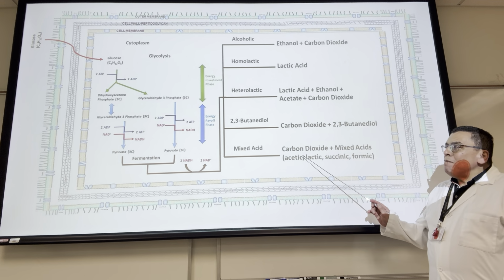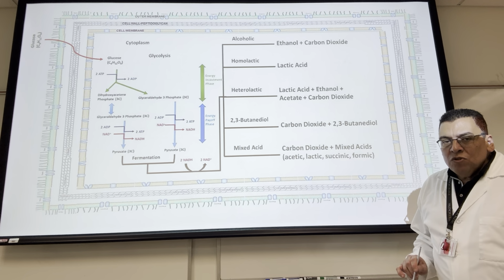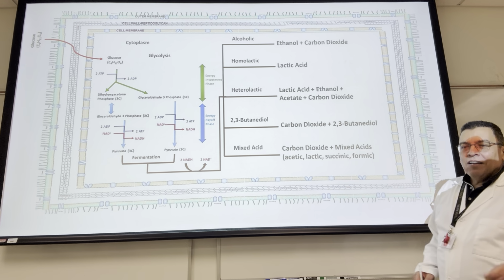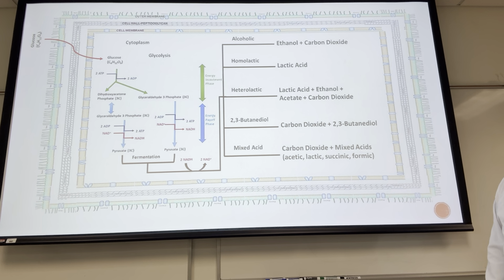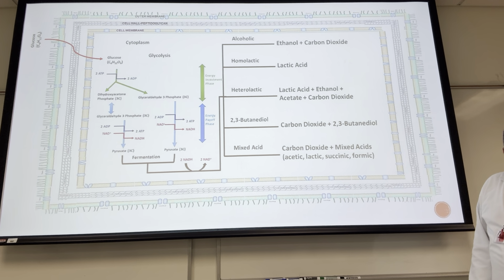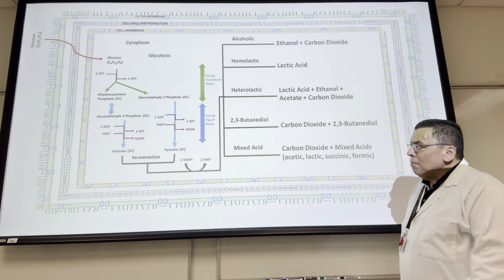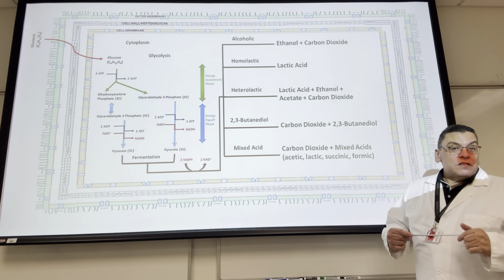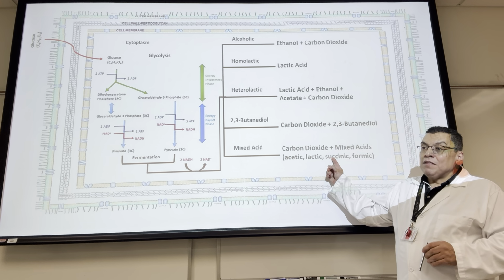To test for mixed acid fermentation, we use methyl red. You catching it now? Right away it tells you, oh, I can use it to remember. Mixed acid, methyl red. Get it? Mixed acid, methyl red. That's the indicator that we're going to use to test your unknown, if it ferments this way or not.